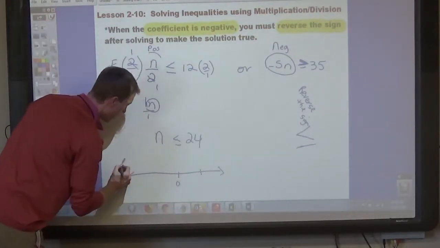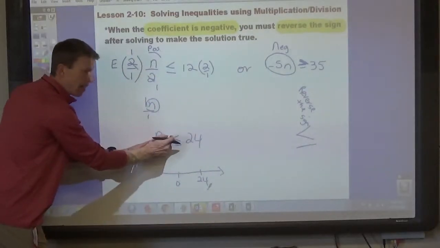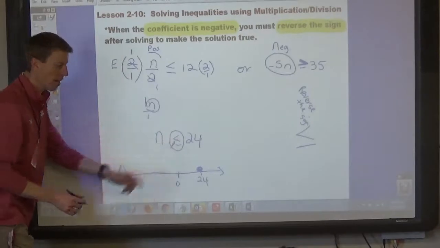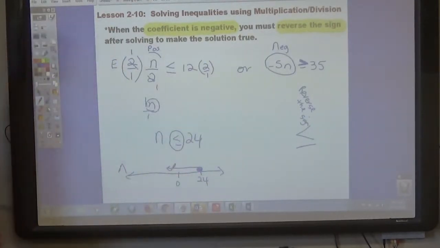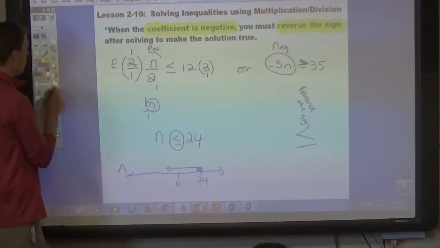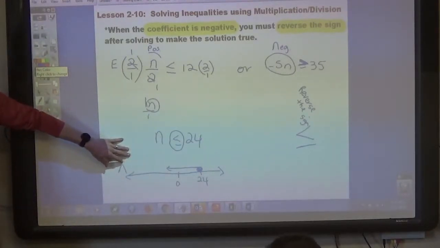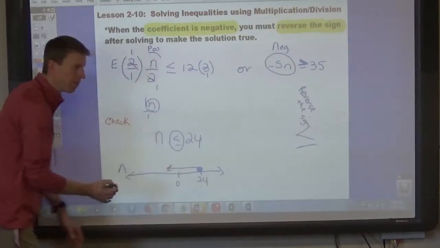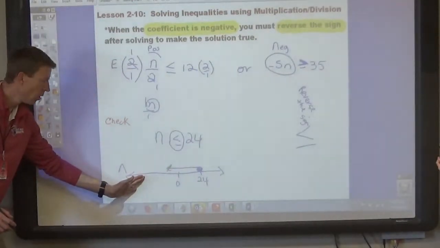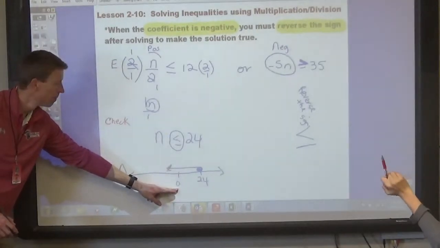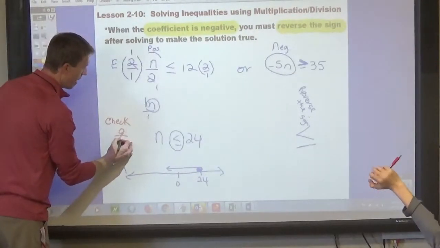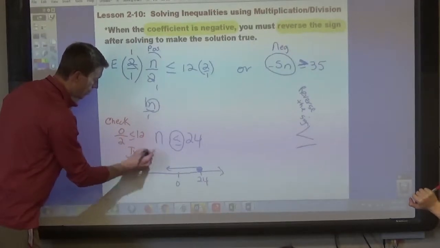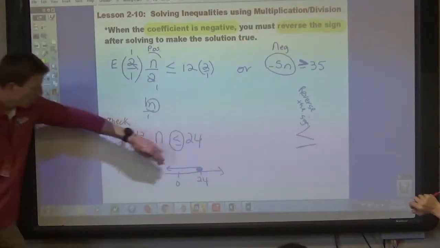Mark where 0 is. This is the graph of n. Mark where 24 is. This says n is less than or equal to. The variable's written first. So we can use a solid dot from this sign, and then an arrow to the left. n is less than that. And we need to check this. We talked about this yesterday, that I was going to show you today how to check this. So, to check it, we need to choose a number that fits in the solution area. So, we could pick 0, for example. 0 is in the solution area. And then put 0 divided by 2 is less than or equal to 12. Is that true? Yeah. That is true. And so we know we have the correct area shaded.